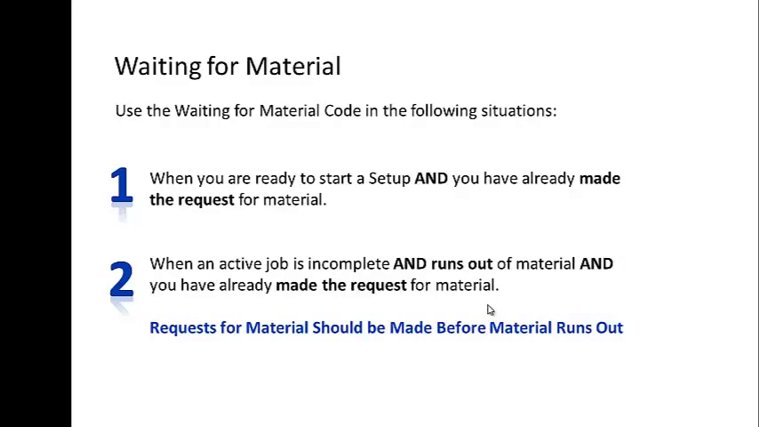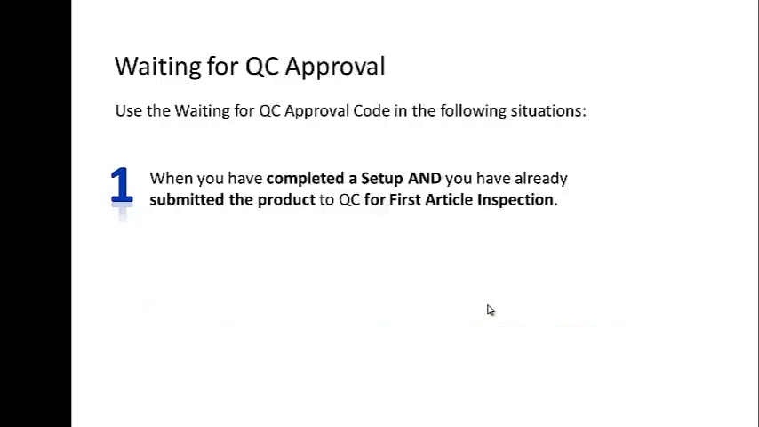The next one is waiting for material. When you are ready to start a setup and you have already made the request for material, you would put the machine into waiting for material. Or when an active job is incomplete and runs out of material and you've already made the request for material. So please don't put it into waiting for material before you've let the material handler know that you need the material. The next is waiting for QC approval. This would be used when you have completed your setup and you've already submitted the product to QC for the first article inspection and you're waiting for their approval to start production.